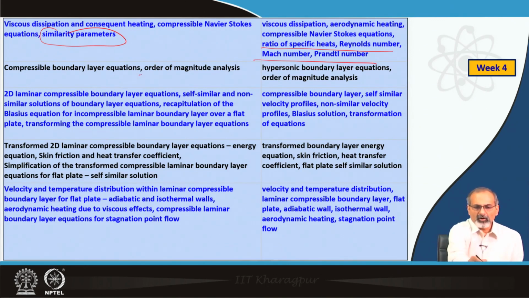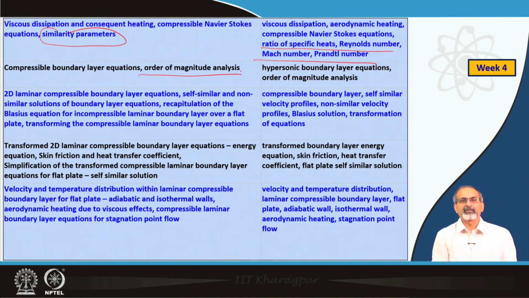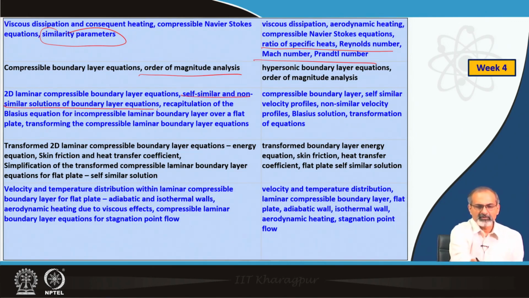We did an order of magnitude analysis of the compressible boundary layer equations, and we got their reduced form, and we correspondingly looked at hypersonic boundary layer equations, and we could see the differences. We discussed self-similar and non-similar solutions of boundary layer equations. We also recapitulated the Blasius solution for incompressible boundary layer.